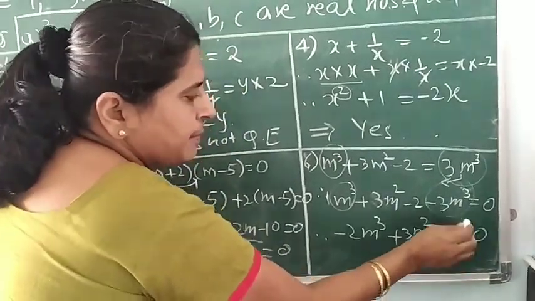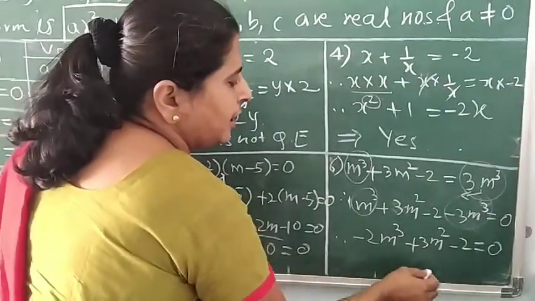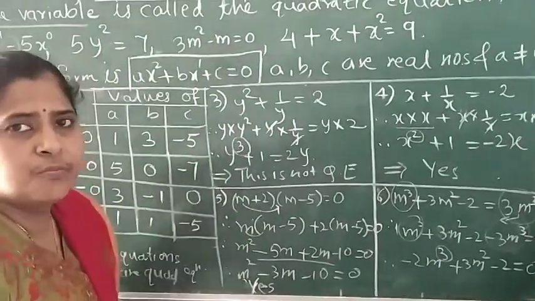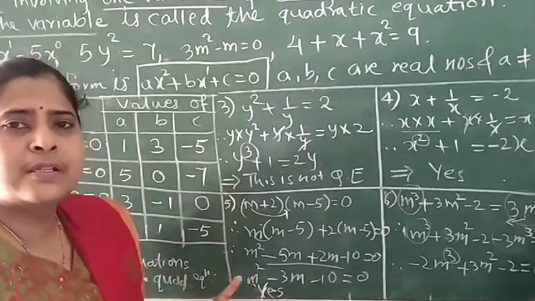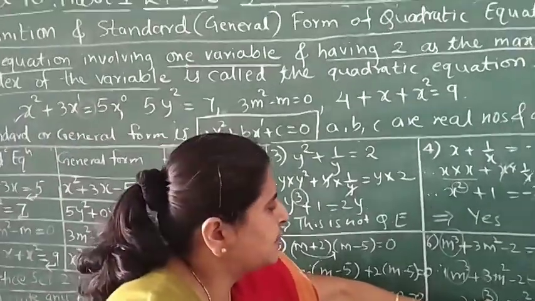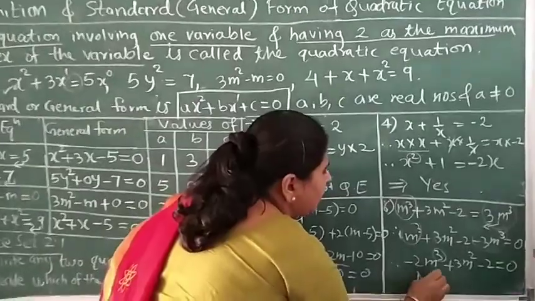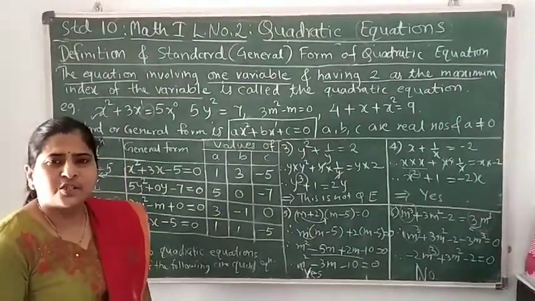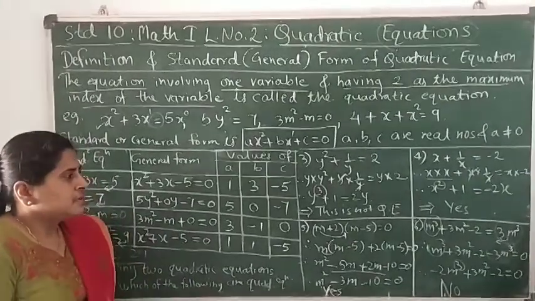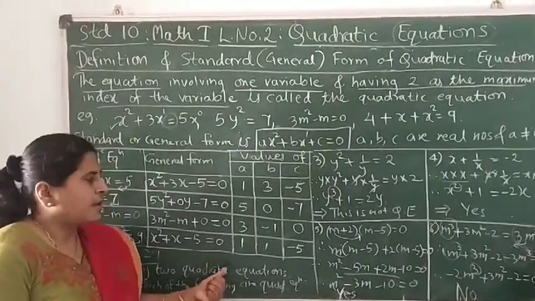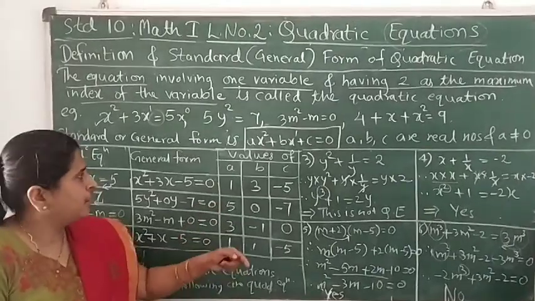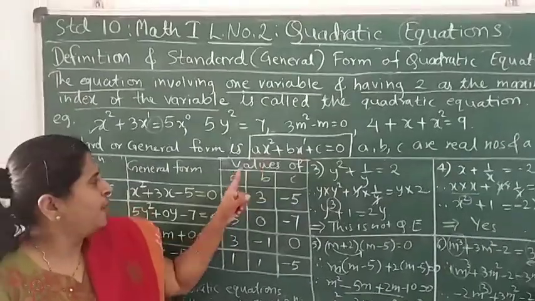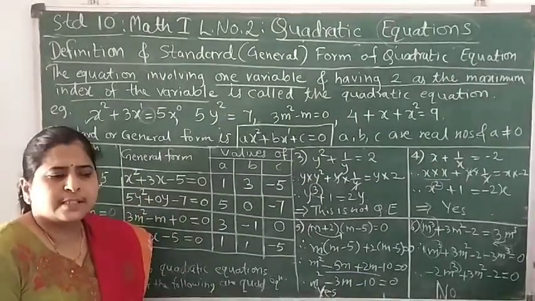Now this is an equation because of the equality sign, and the variable is only 1, but we can see here the highest index of the variable m is 3, which is more than 2. We want the maximum index to be 2. And as this one is 3, this is not a quadratic equation. So in this way, you can decide whether the given equations are quadratic or not. And if they are quadratic, you can compare with ax square plus bx plus c is equal to 0 in standard form, and you can find the values of a, b, c.